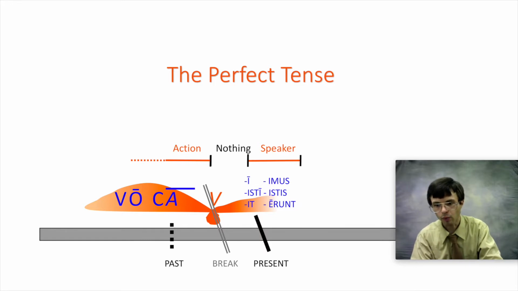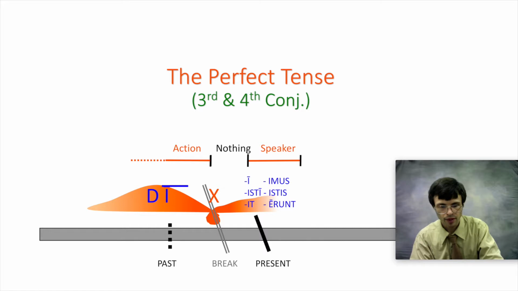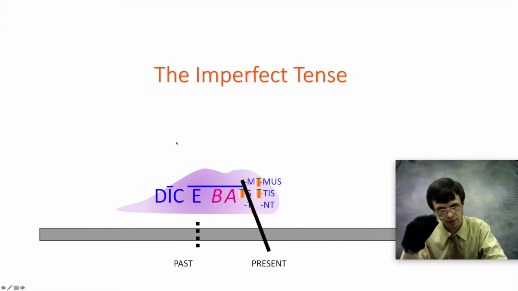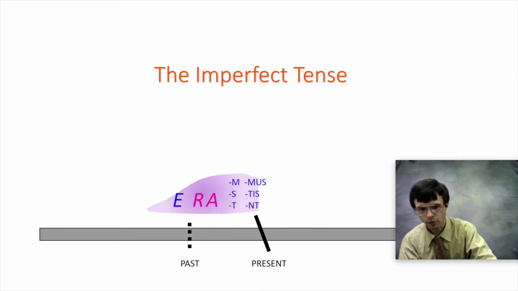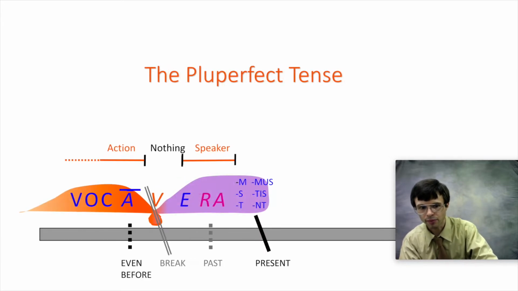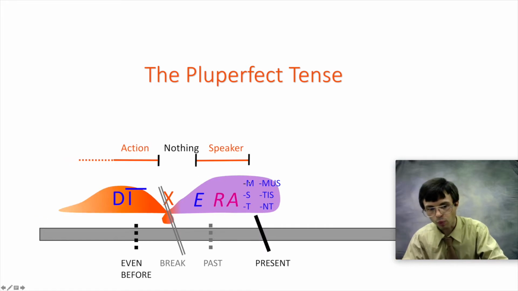vocaveram, vocaveramus. And that dip suggests the nothingness separation between the reported event and the completed action that had occurred even further back before it. So the imperfect tense looks like this: dicebam, I was speaking, or eram, I was. But now the pluperfect prefixes onto the start of it a perfect stem to make it even further back in the past. I was having called, or I had called. I was having spoken. Dixeram.